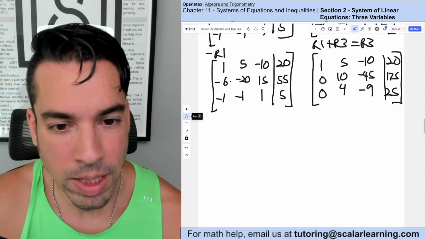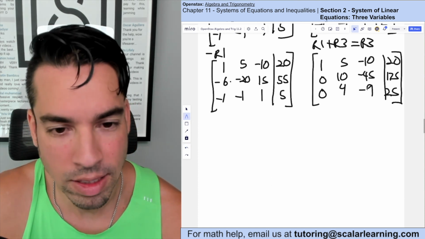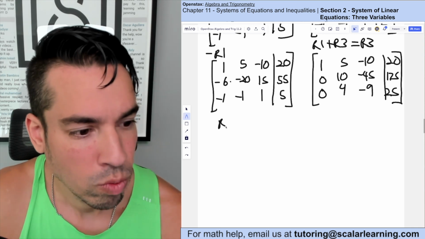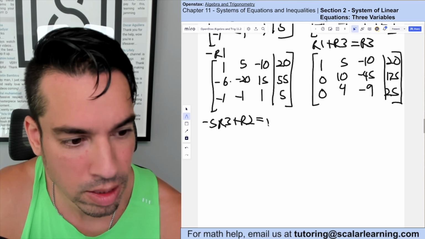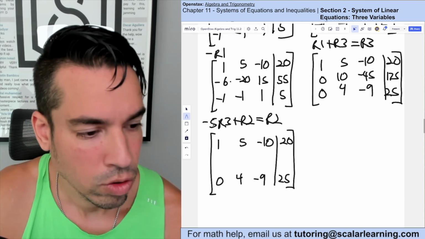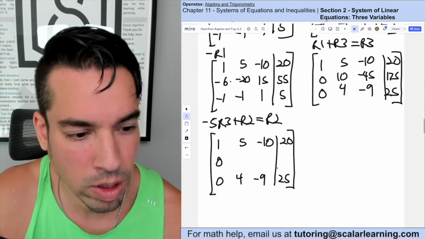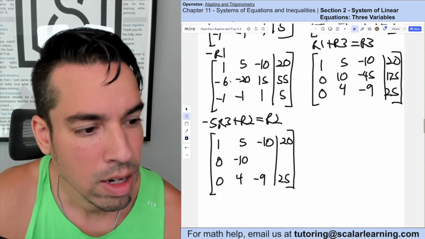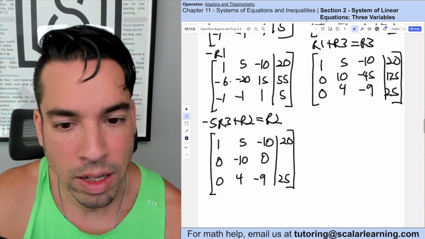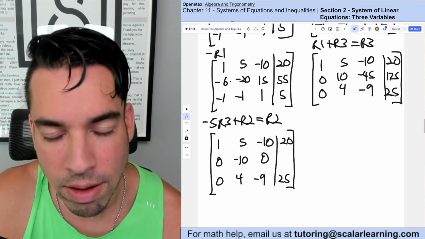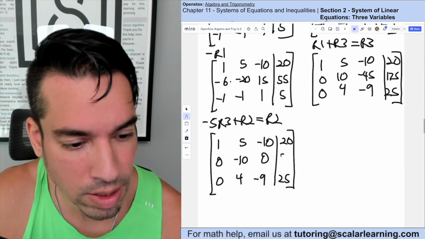So next, actually, I'm going to get rid of this negative 45. The reason why is just because it looks nice and easy, right? I can multiply row 3 by negative 5, add it to row 2, and we can flip that easily to get a new row 2. Let's write that out. So negative 5 times 0 is 0 plus 0 is 0. Negative 5 times 4 is negative 20 plus 10 is negative 10. And then negative 5 times negative 9 is 45 plus negative 45 is 0. Negative 5 times negative 25 is actually negative 125 plus 75 is 50.